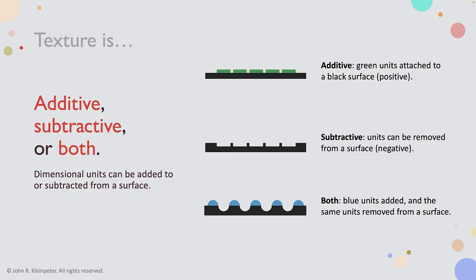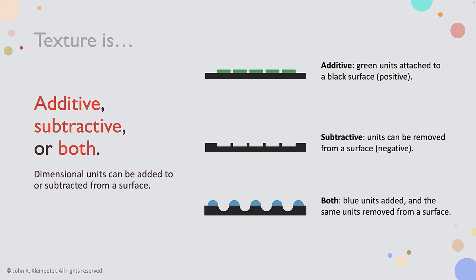Texture is additive, subtractive, or both. Dimensional units can be added or subtracted from a surface. The additive samples shown here in green are attached to a surface in a positive way. They add to the surface.